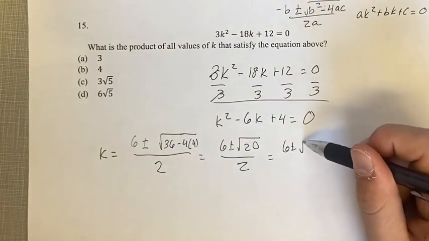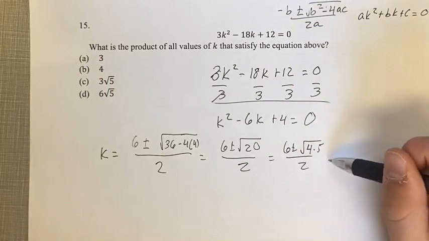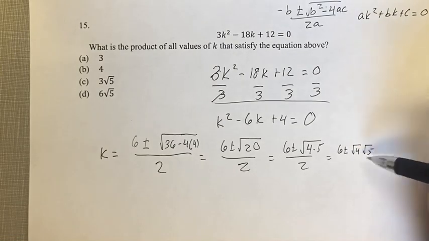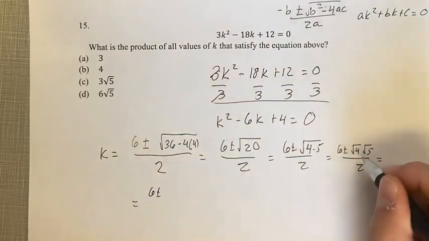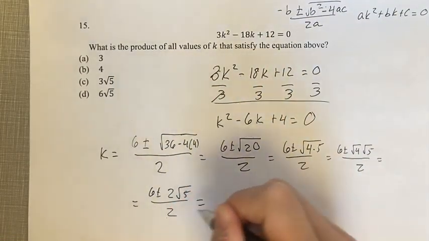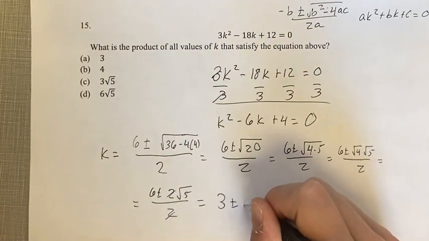6 plus or minus the square root of 20. 20 is 4 times 5, over 2. So this is 6 plus or minus the square root of 4 times the square root of 5, over 2. 6 plus or minus the square root of 4, which is just 2. So 2 times the square root of 5, over 2. 6 divided by 2 is 3. Plus or minus 2 divided by 2 is 1, so those just cancel, and we're left with the square root of 5.